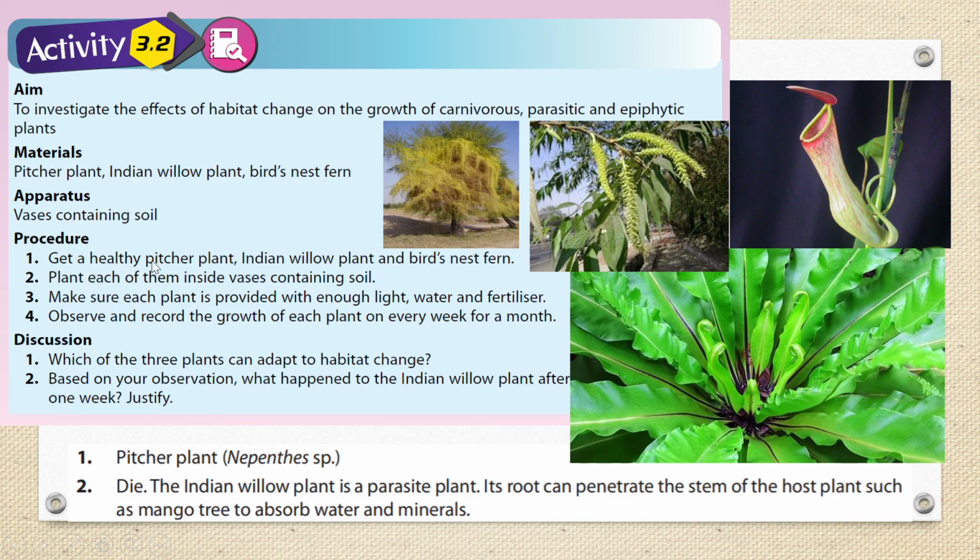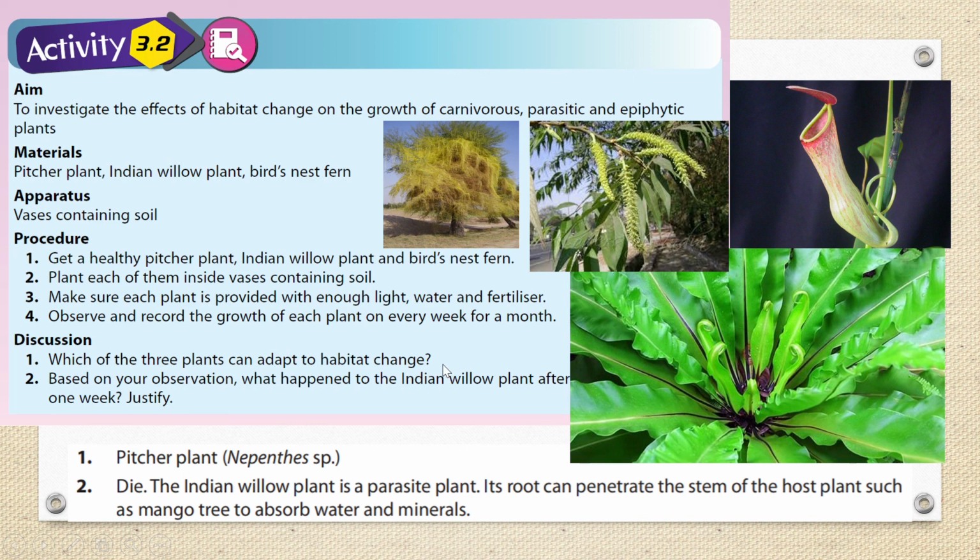You have to get these three types of plants and plant each of them inside vessels containing soil. Make sure that each plant is provided with enough light, water, and fertilizer. This is the technique: you are to observe and record the growth of each plant every week for a month. So the discussion is, which of the three plants can adapt to habitat change?